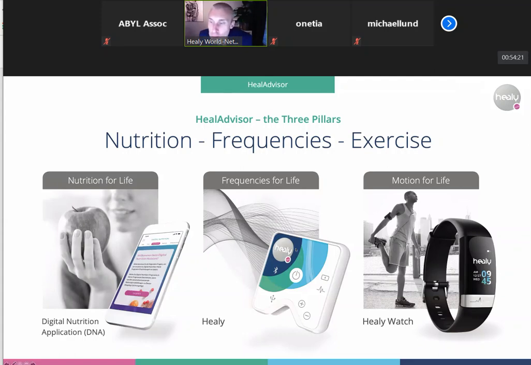Then we have motion for life. So we have the Healy watch, and the Healy watch is doing way more than a normal fitness tracker, because the Healy watch is also measuring the whole time and giving you advice about what kind of programs to run. So really, really cool gadgets that are working together, but I'm not going too deep into that in this webinar.